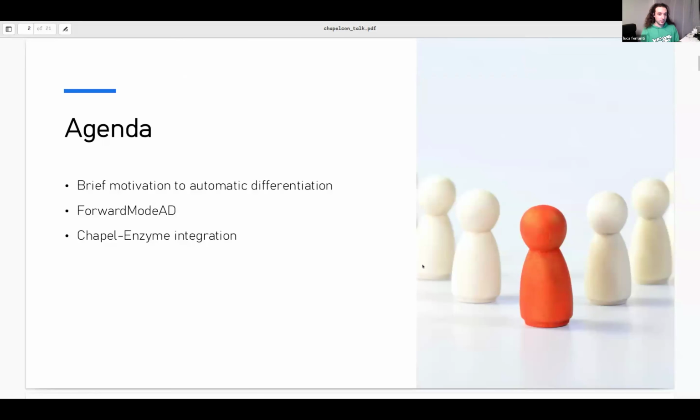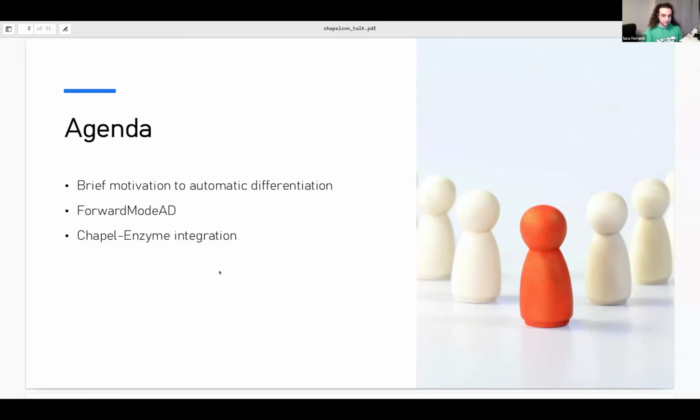So, the talk, roughly speaking: first I will give a short overview of automatic differentiation, like why should we care in the first place, what is it. Then I will present ForwardModeAD, which is a library purely in Chapel for doing automatic differentiation. And then I will talk about Enzyme, which is another library for automatic differentiation and how it can be used from Chapel.